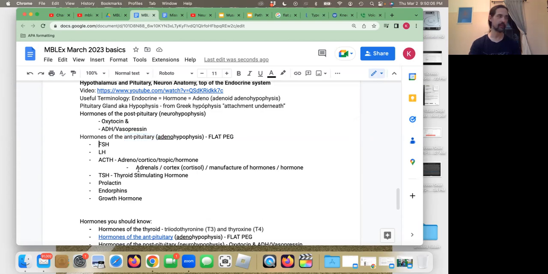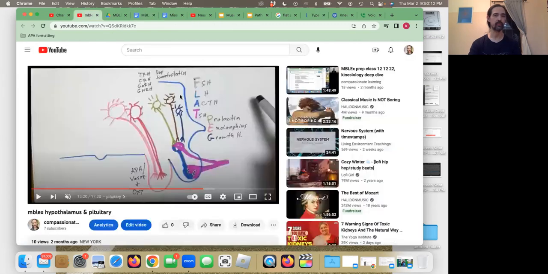You don't have to try to remember every single hormone and what it does. And you certainly don't need to remember these pre-hormones like thyroid releasing hormone, cortical releasing hormone, gonadotropin releasing hormone. You don't need to remember all of those that come from the hypothalamus that cause the release of the FLAT PEG hormones. You don't have to remember that, but understanding it will give you some context.